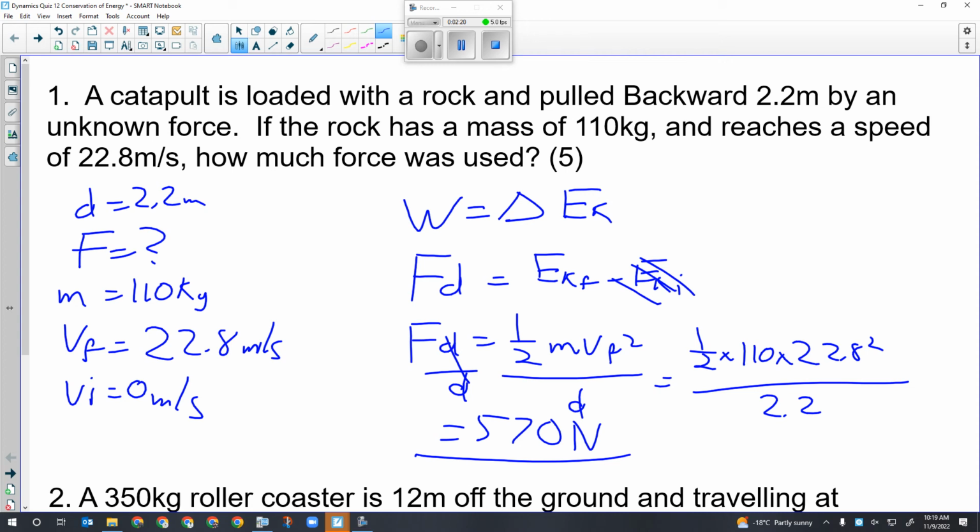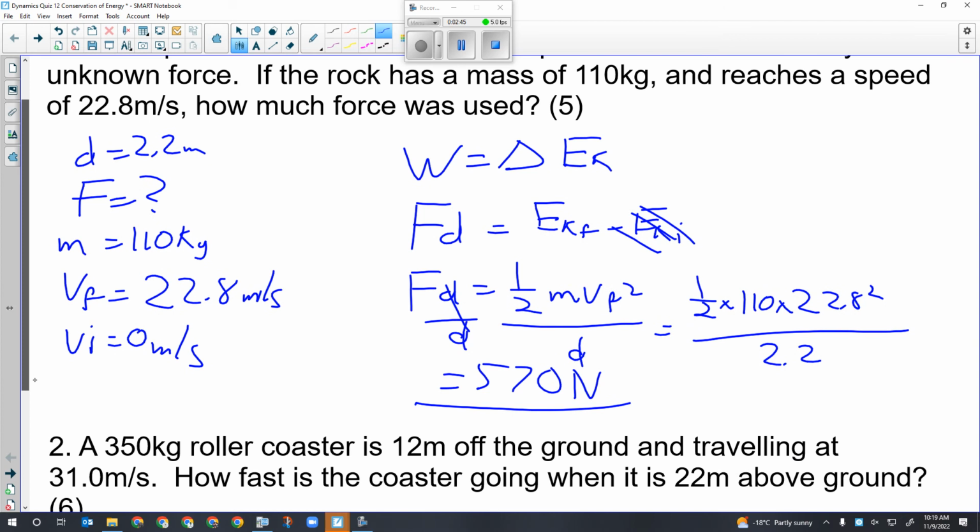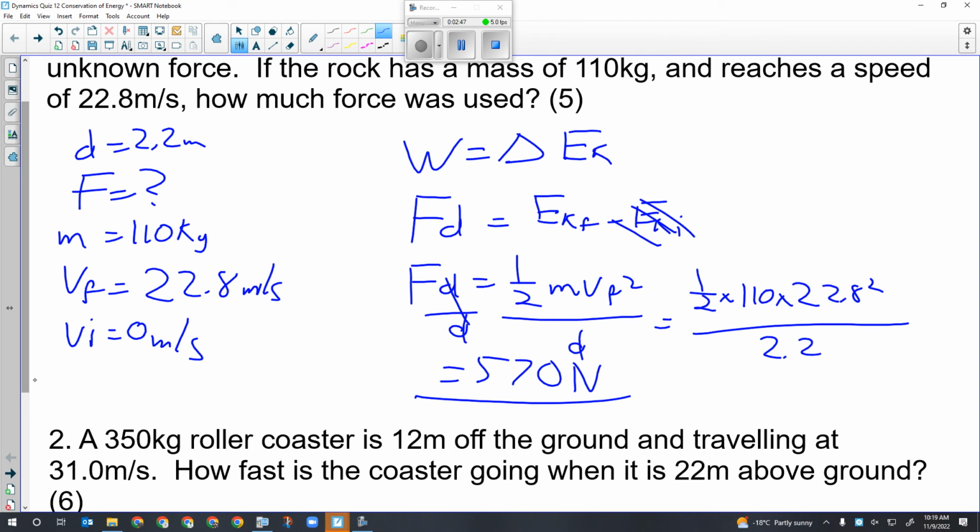Would you mark us differently if we used VF equals VI plus at, and then solved for acceleration? And then you went mass times acceleration? Nope, that'd be perfectly valid. That would be solving it as a Newton's second law problem, but equally valid to do it that way.